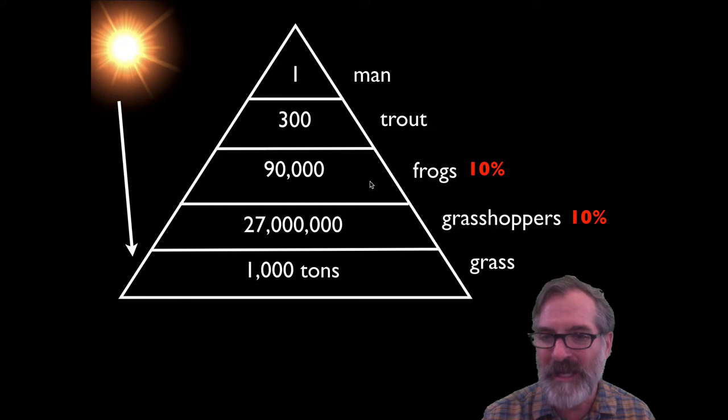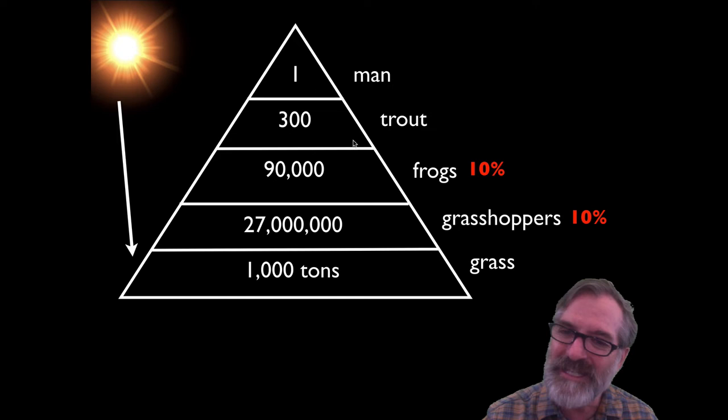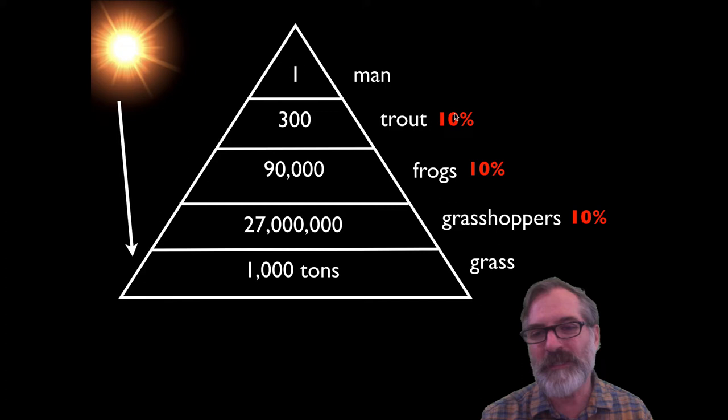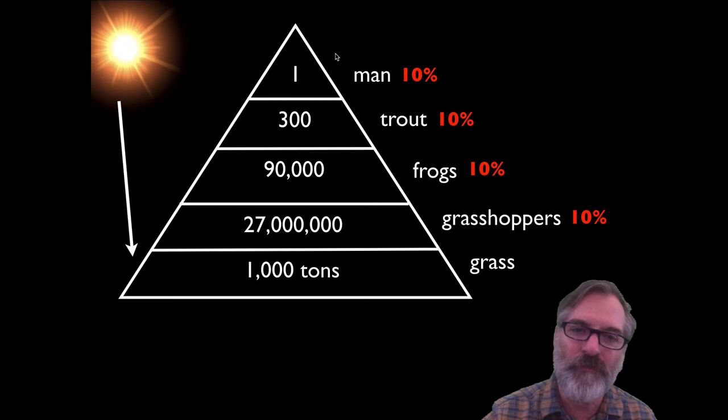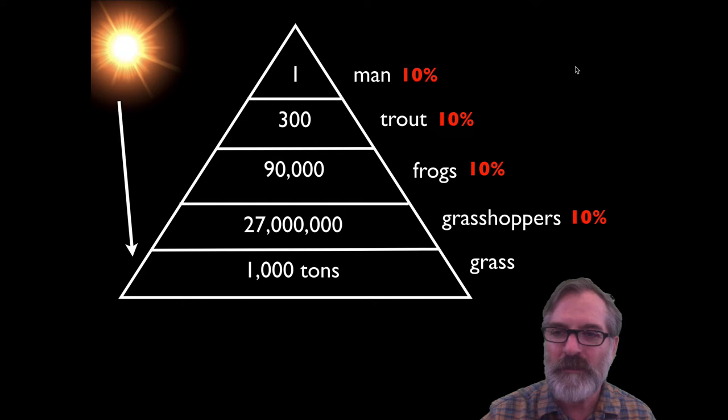And then as the trout eats the frogs, you guessed it, it's only going to be able to get 10%. And then as the human eats trout, they're only going to be able to get 10% of that energy. Okay, so let's take a look at what this looks like. We need a lot of organisms down at the bottom of the energy pyramid to support very few living organisms at the top because of this loss of energy, mainly through heat and metabolism.